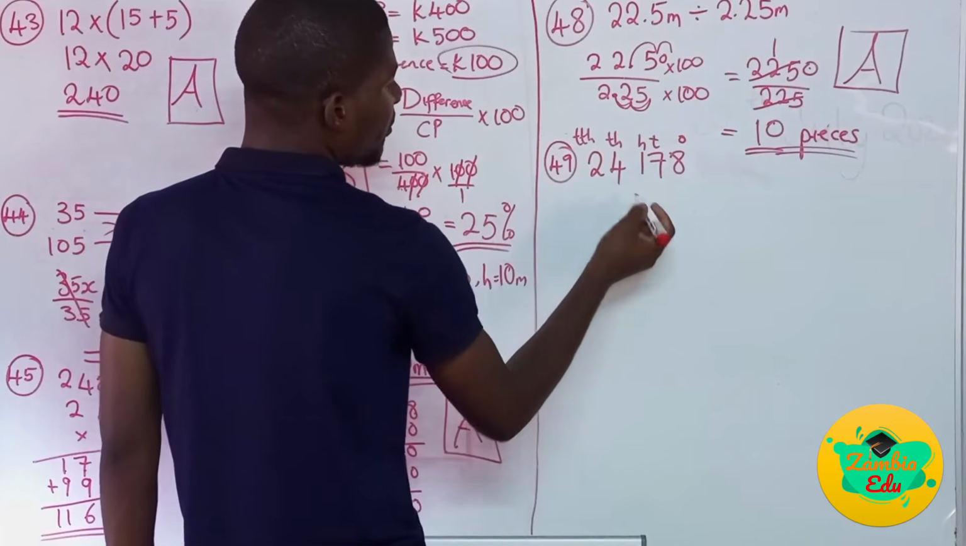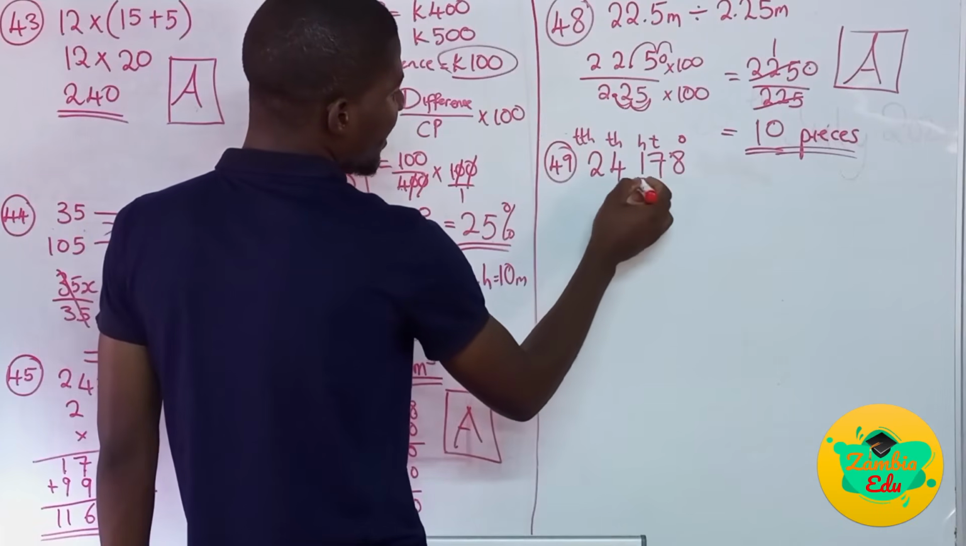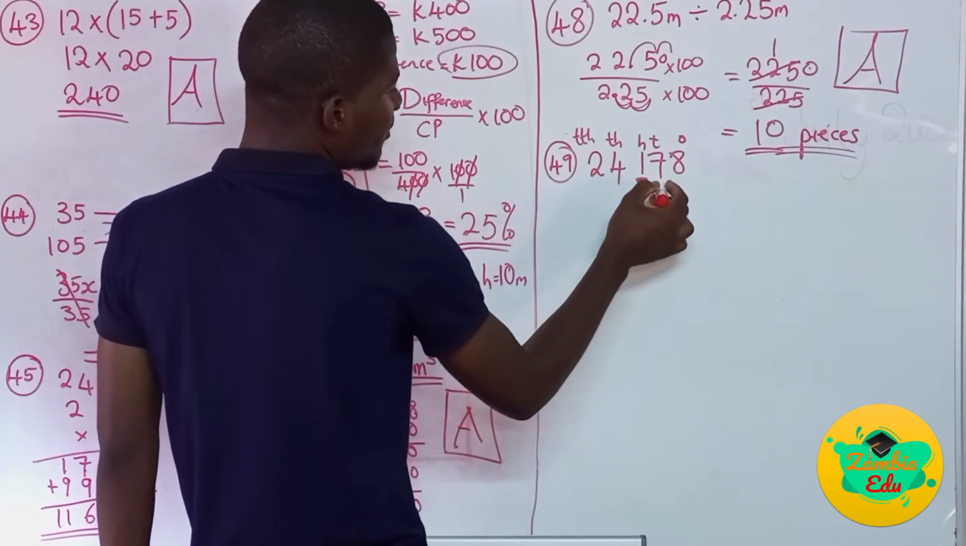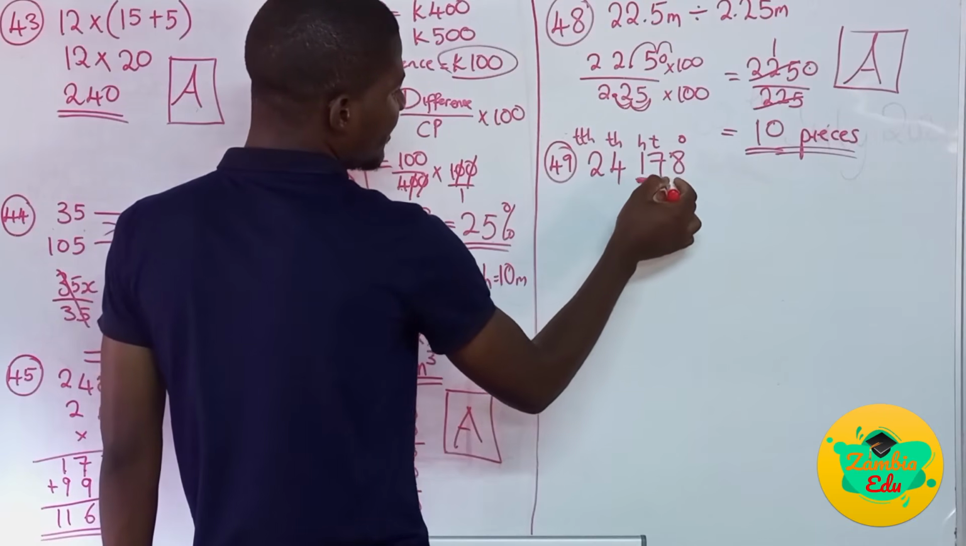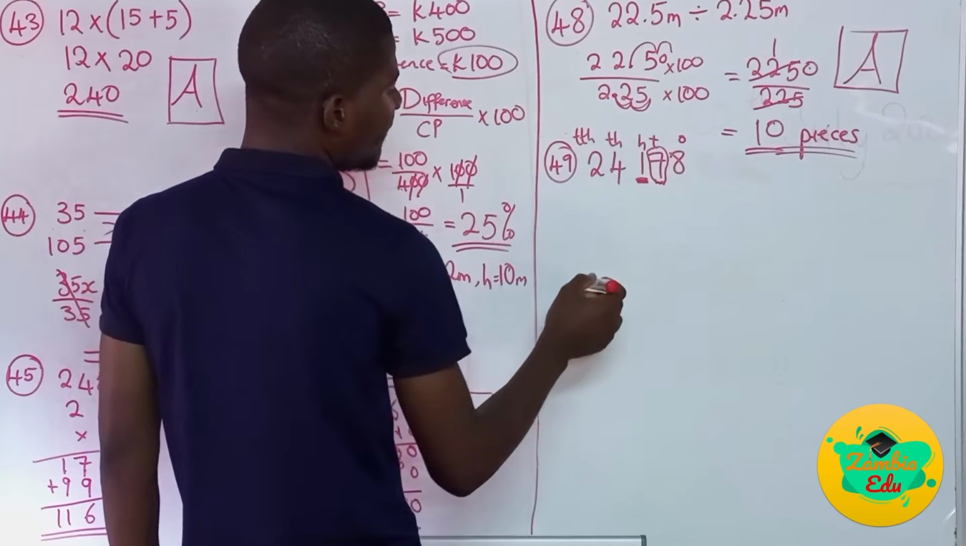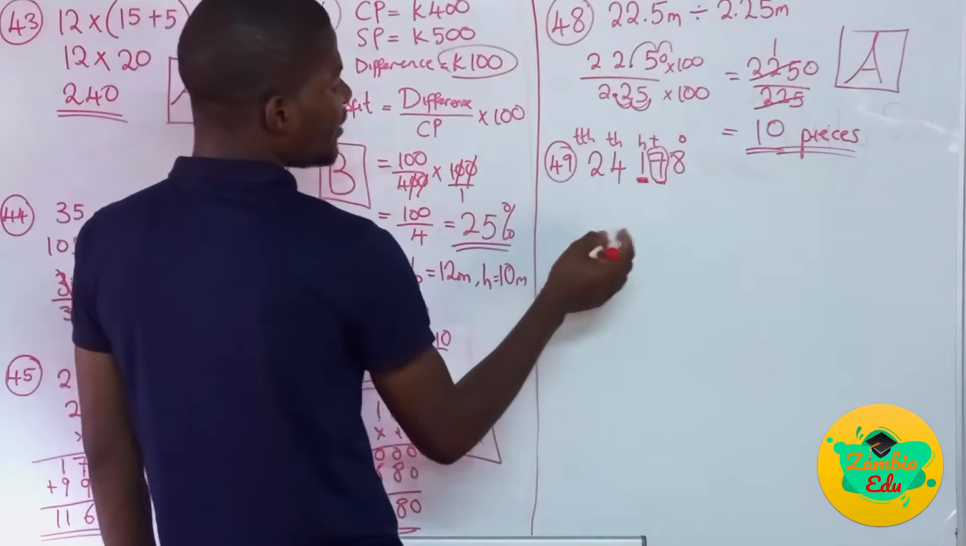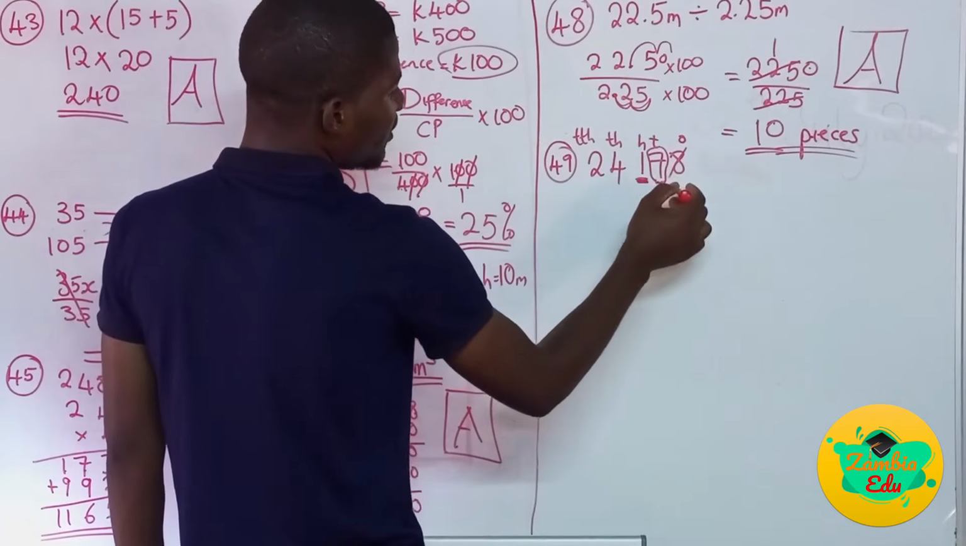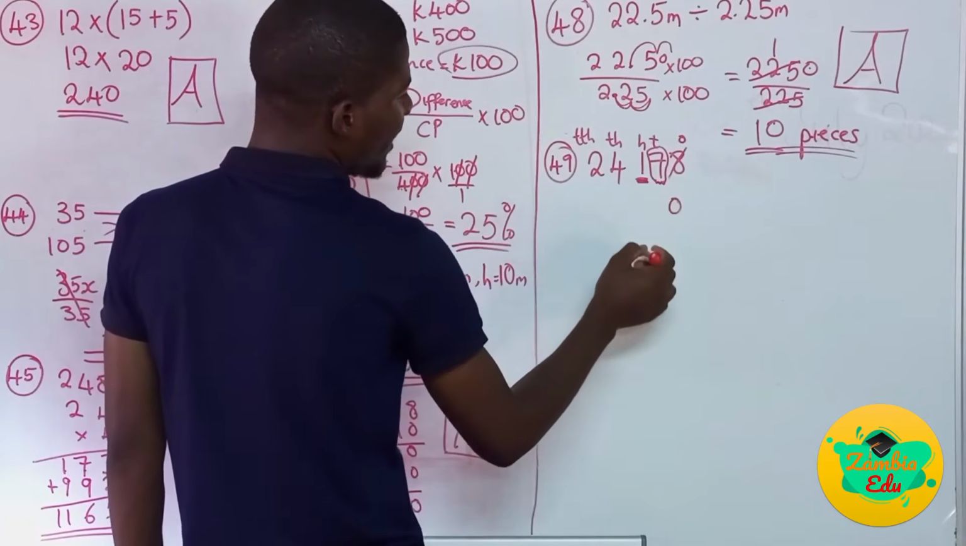So we are rounding it off to the nearest 100. If this is the nearest 100, meaning our round off figure is 7 here. For us to be able to achieve that, this one will be ignored and it will be represented by a 0 in our answer.